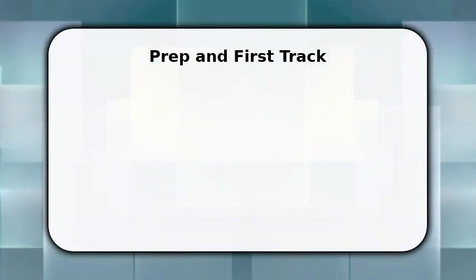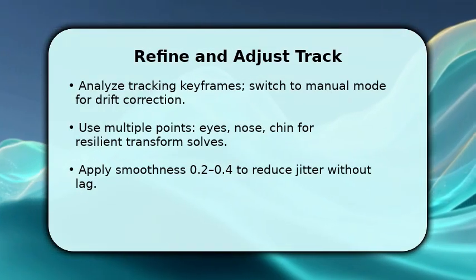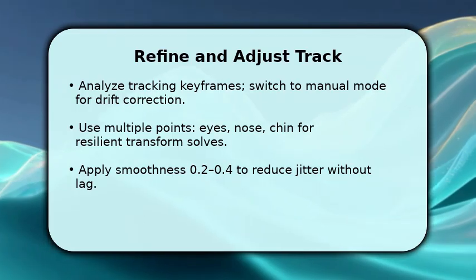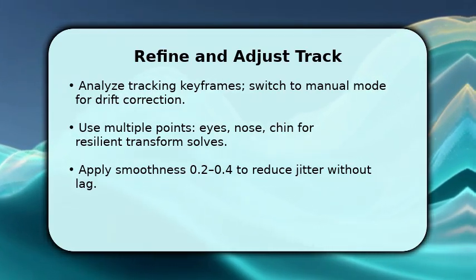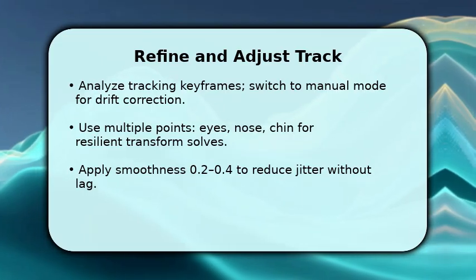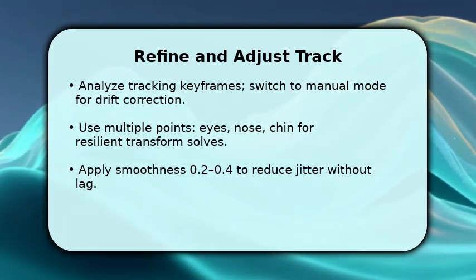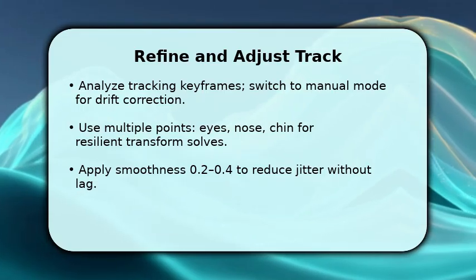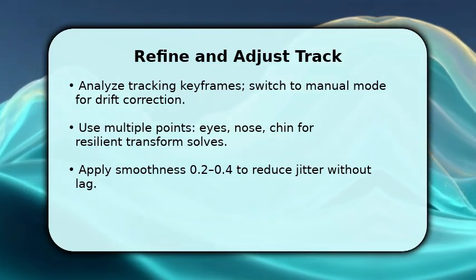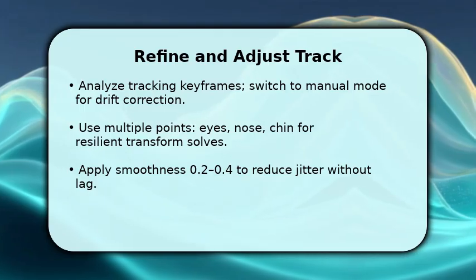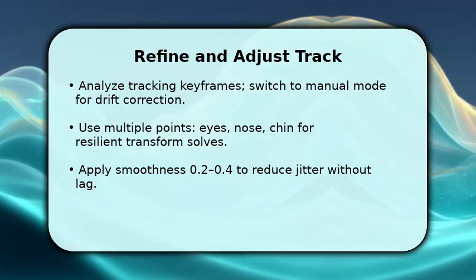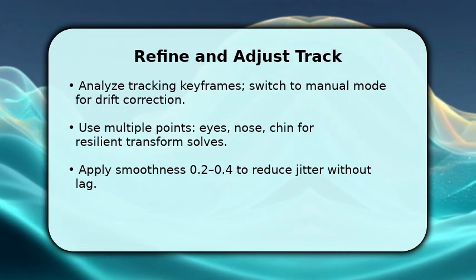You'll add or adjust key points on stable facial features, eyes, nose bridge, and chin, because multiple anchors prevent rotation and scale drift. Once the solver completes, scrub through the timeline and correct any frames with visible drift by moving keyframes by hand. If jitter remains, apply a small smoothing value. This preserves motion while removing high-frequency noise.